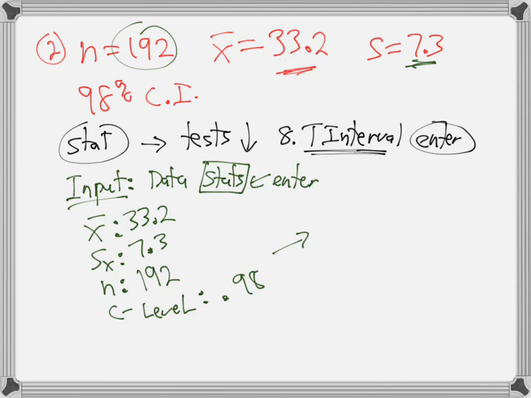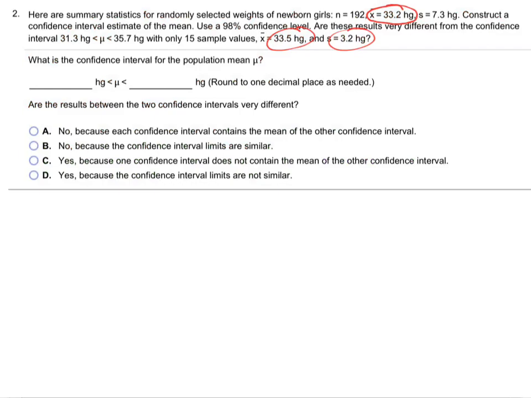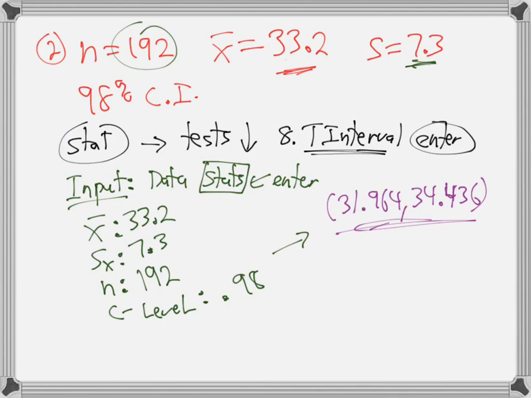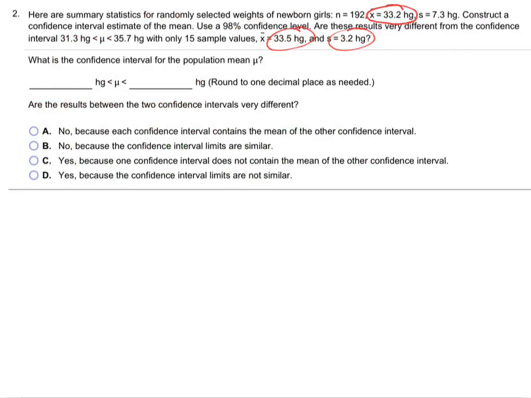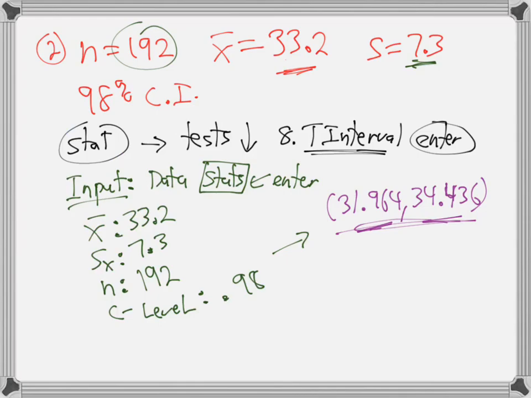And I got the following answer. I got 31.964 to 34.436. Y'all getting that on the calculator? So let me pause for a question, which I don't always know the answers to. Then they say, okay, what did we get? We got 31.96 to 34.43.